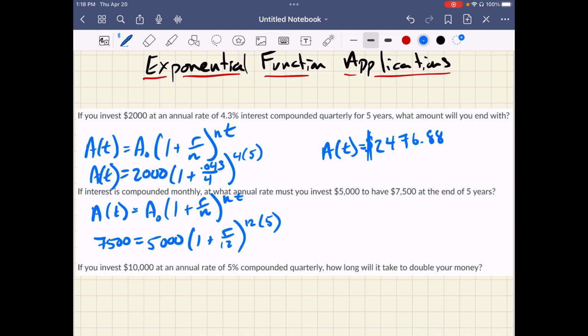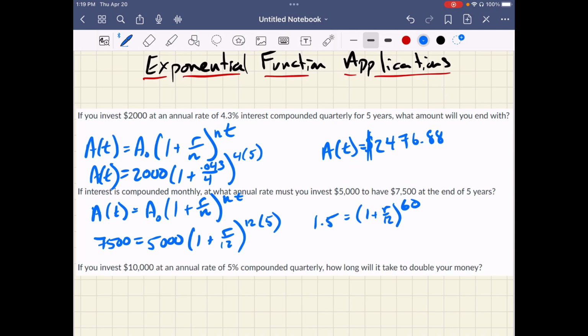Okay, so I'm going to simplify a little bit where I can. For example, I can take this here and simplify that to 60. All right, so I have 1 plus r over 12 to the 60th power. And then here I can take this 5,000 and divide it out just like that, right? And so what that's going to end up giving me is 7,500 over 5,000, and to simplify that fraction, 1.5. So I'm going to simplify that to 1.5 here.